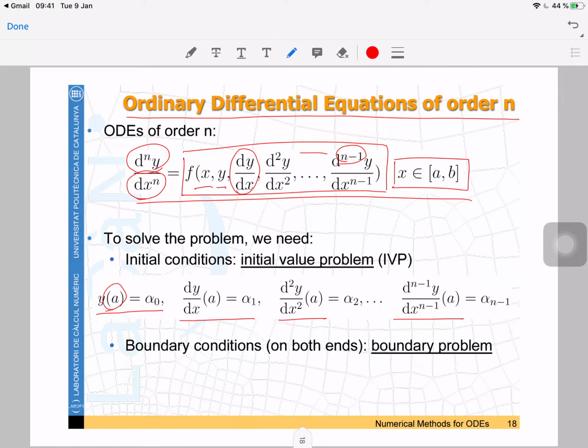If we impose these conditions on both ends, on a and b, then we call these boundary conditions. And also the form of this problem, we call it a boundary value problem.